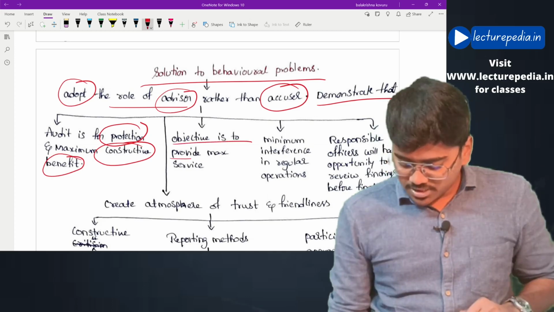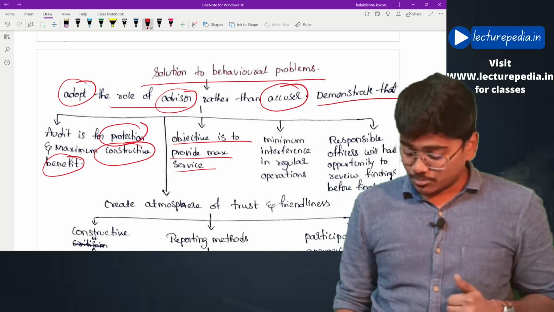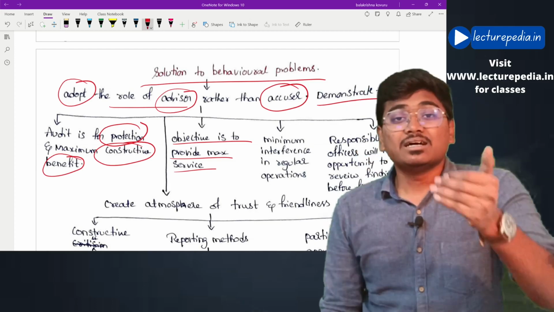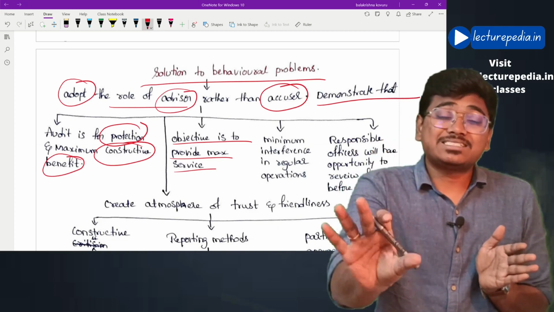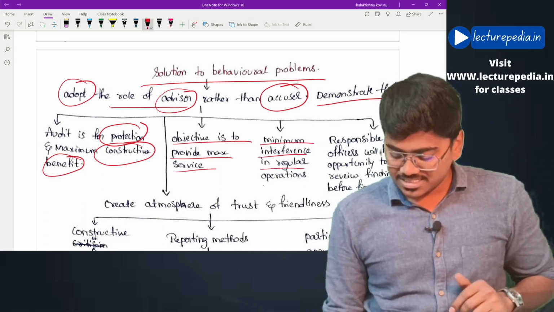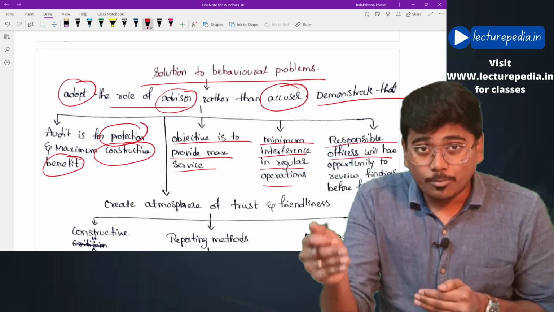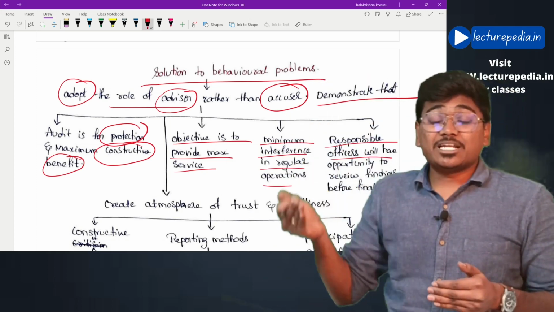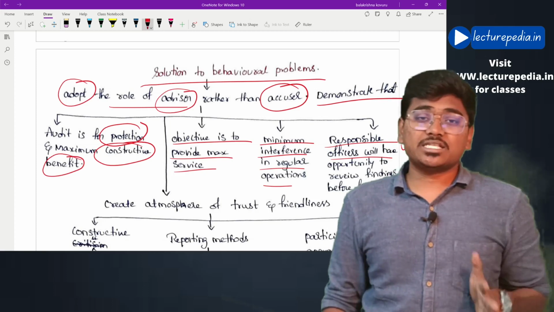And the objective is to provide maximum service in all the managerial aspects. This has to be demonstrated, and there will be no interference, or minimum interference, in the regular work that is being carried on by you. Okay, through my management audit I will not disturb the regular work. There will be minimum interference in regular operations, and the responsible officers will be given an opportunity and their recommendations will be taken into consideration before the final report and the final findings are issued. This has to be demonstrated by the auditor.